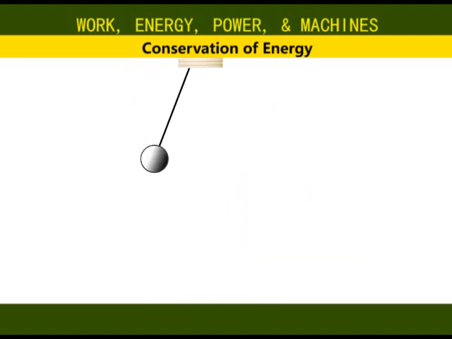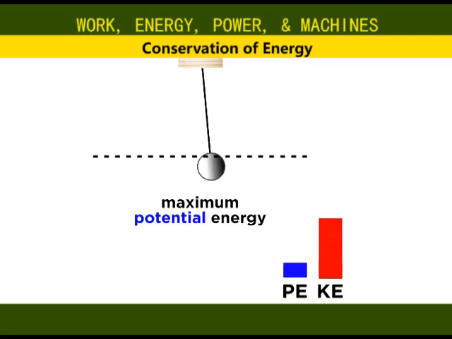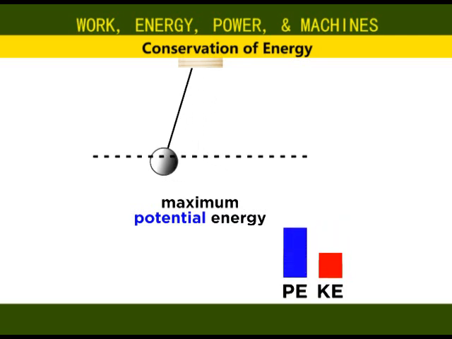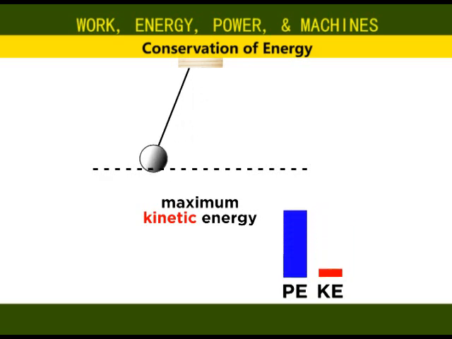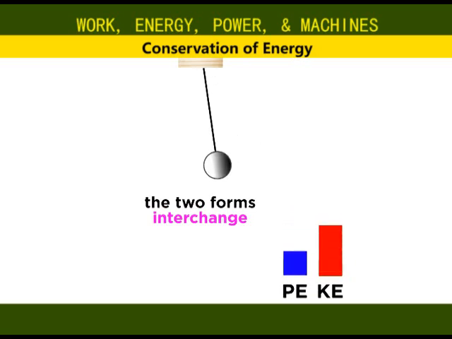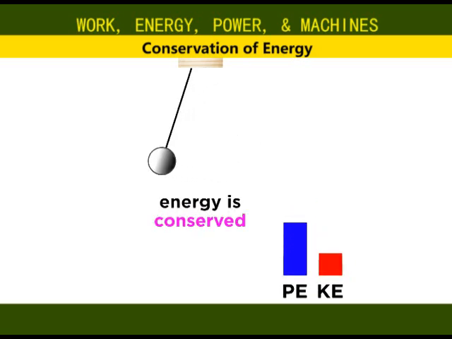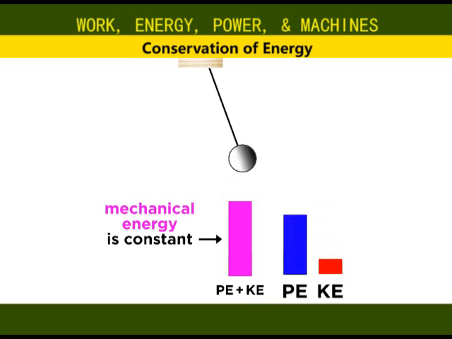But we can also use a pendulum, which will use gravitational potential energy. At the top of the swing, the pendulum possesses its maximum potential energy and zero kinetic energy. At the very bottom of the swing, it possesses its minimum potential energy and maximum kinetic energy. As these two forms interchange again and again, there is conservation of energy, and the total mechanical energy, which is the sum of the two, is constant.